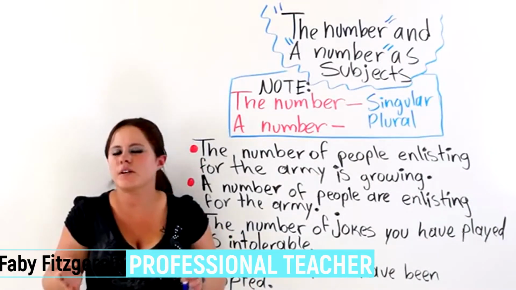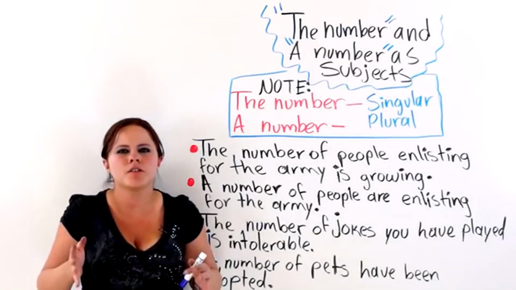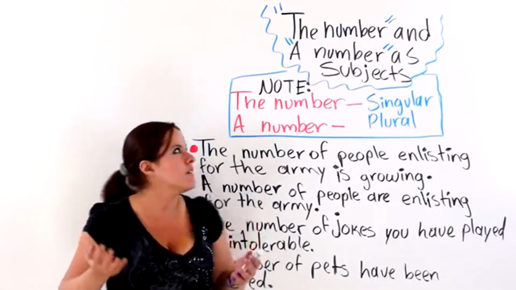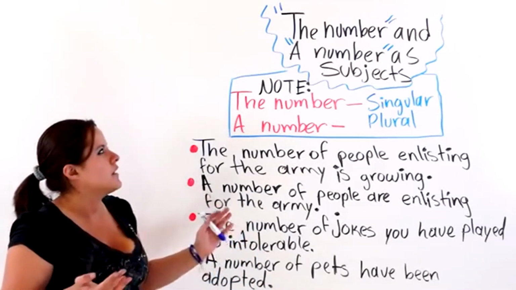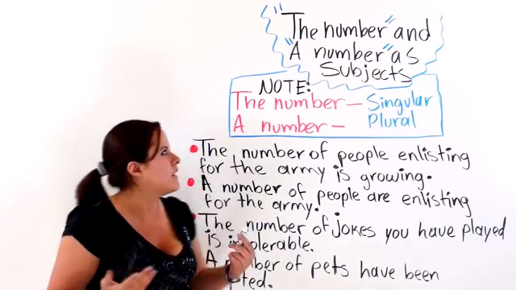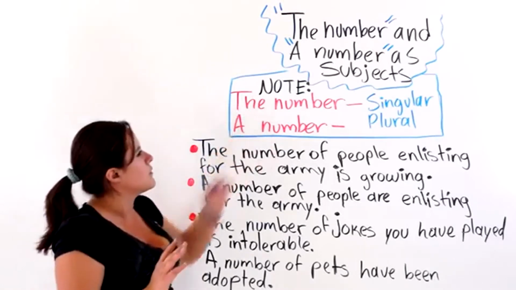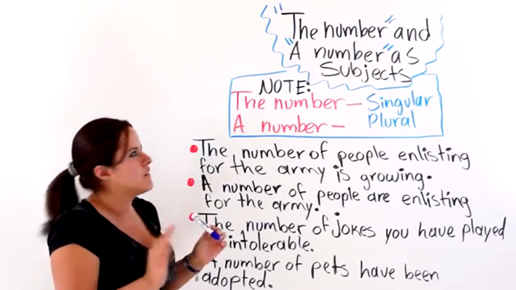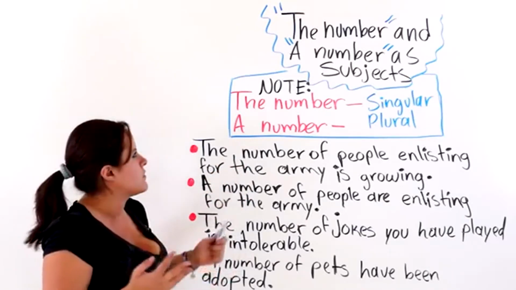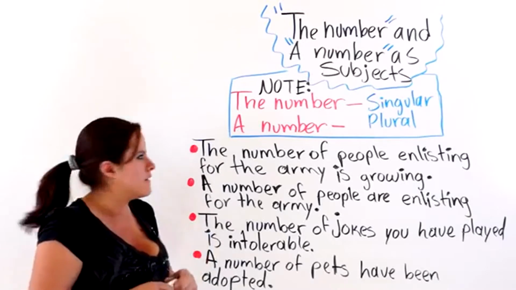In today's video, I will be teaching you how to choose a correct verb, or how to choose a singular or plural verb, when you have the number and a number as subjects. As you can see, I wrote a note here for you. The number is a singular subject and a number is plural as a subject, because the expresses singularity, all right?